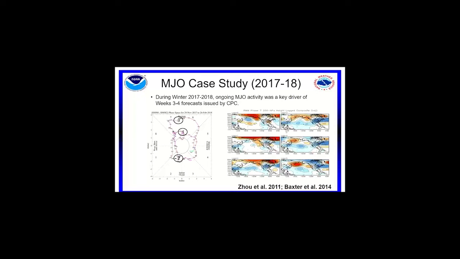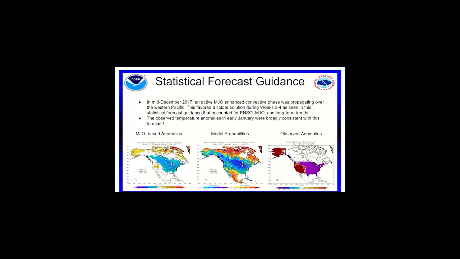On the right here, I'm showing this phase 7 response during early winter. And so you see this generation of the negative anomalies over North America at lag. So this is interesting. In mid-December, the enhanced MJO convective phase was propagating over the West Pacific. That's favorable for forcing a cold response over eastern CONUS.